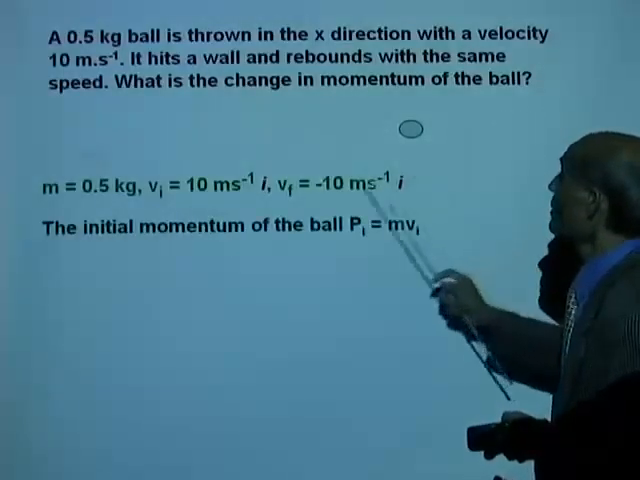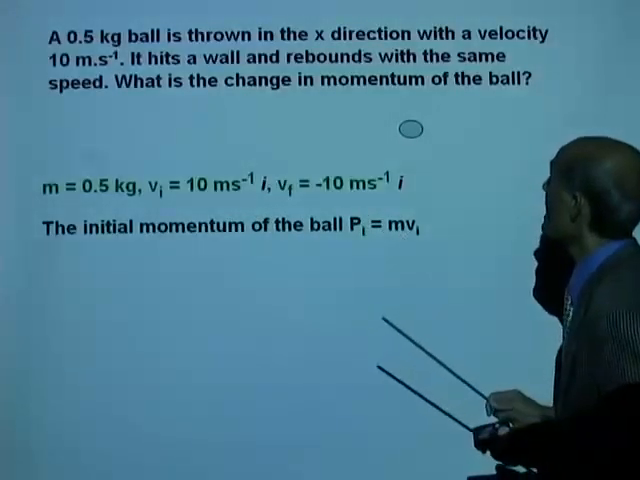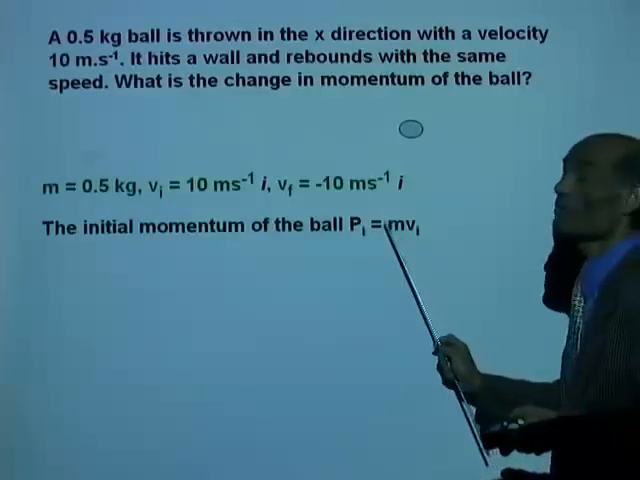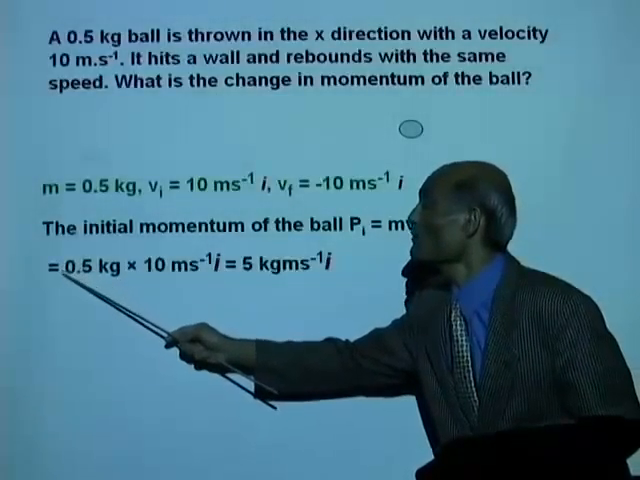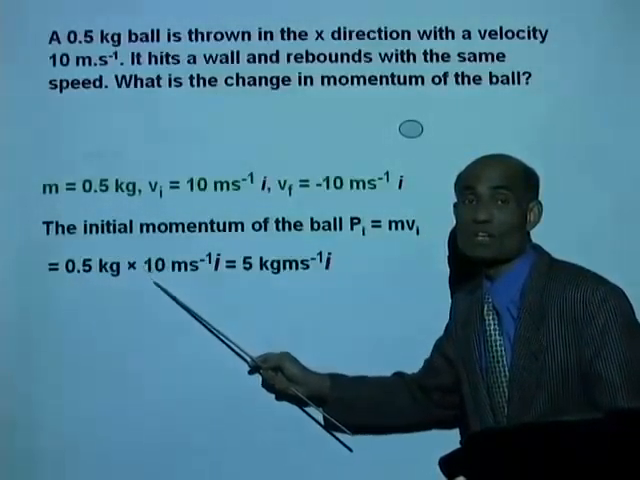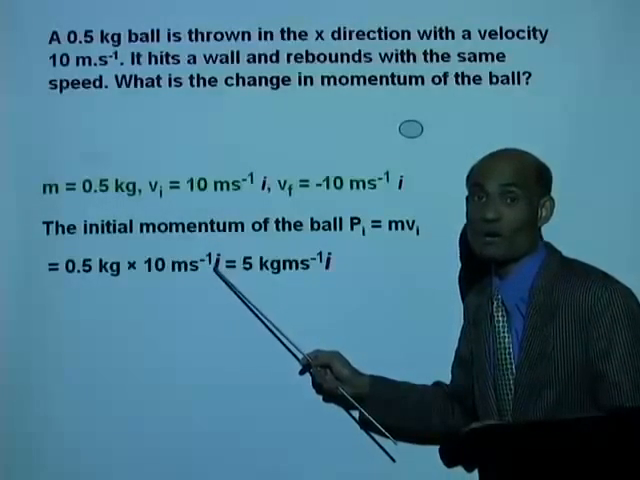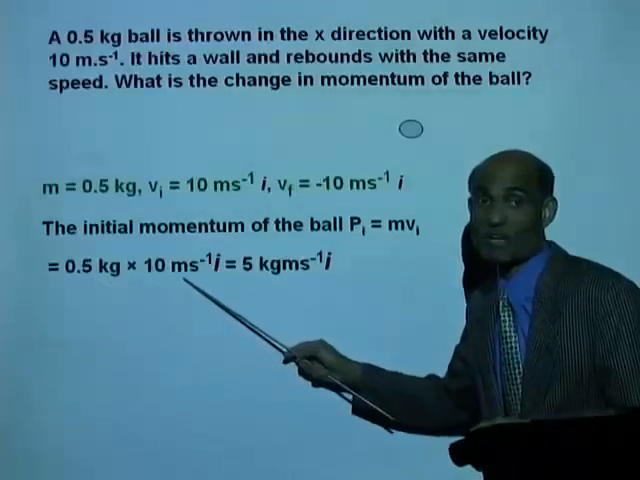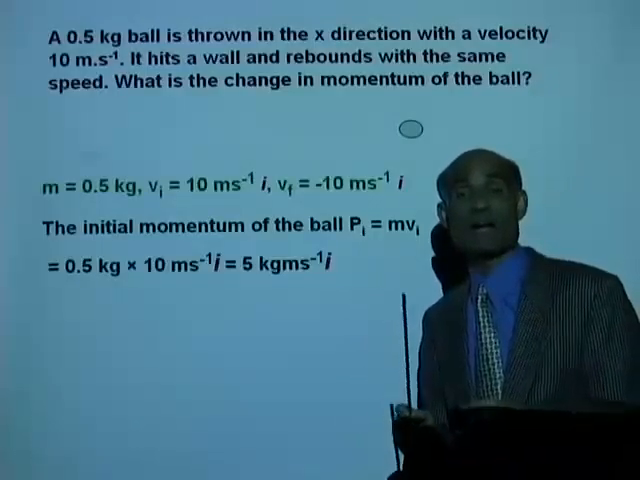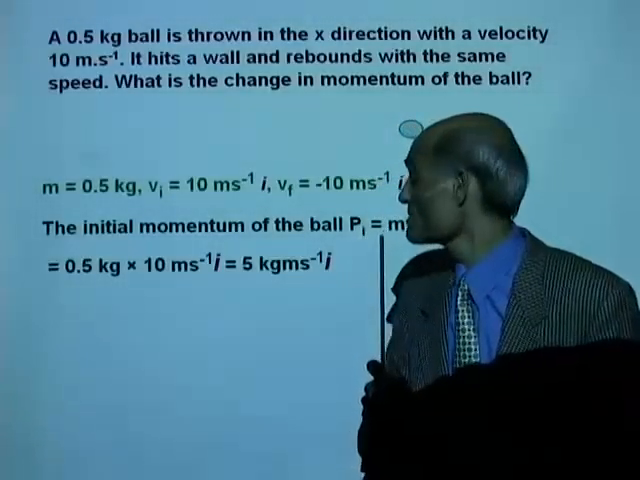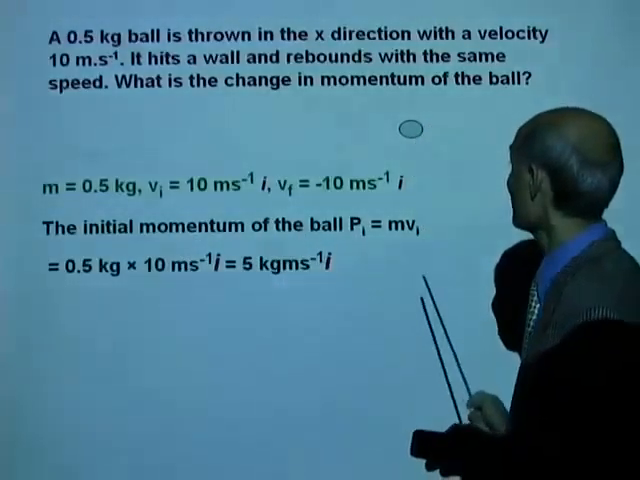Alright, now the initial momentum of the ball is Pi equal to mvi. Is that right? Mass times initial velocity. That will be, mass is 0.5 kilogram. Initial velocity is 10 meter per second i. I hope you now understand this. In the x direction. And that is 5 kilogram meter per second i. The initial momentum is 5 kilogram meter per second in the positive x direction.